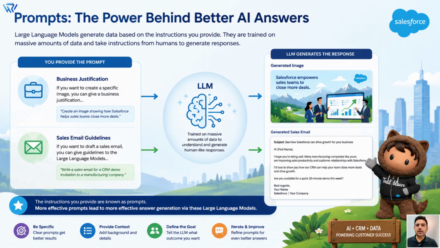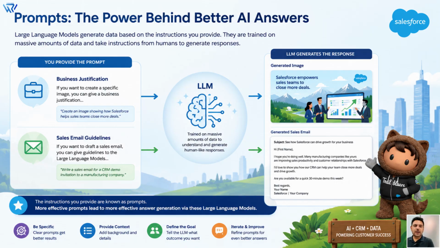We know that large language models generate data based on the instructions you provide. Large language models are trained on massive amounts of data. They take instructions from humans to generate responses. For example, if you want to create a specific image, you can give a business justification and it might generate an image as per your business requirement.